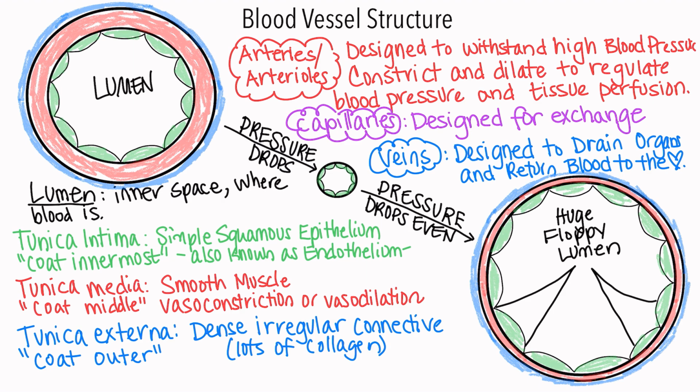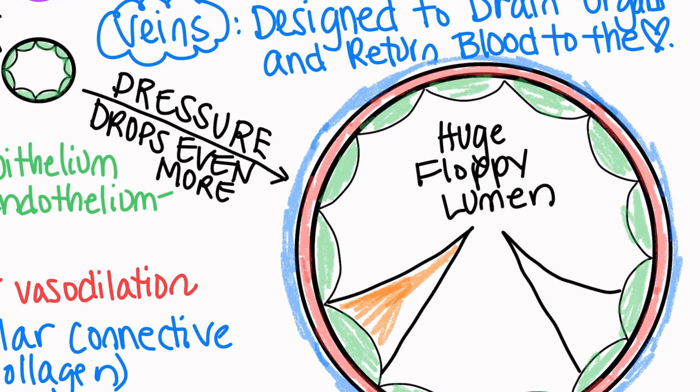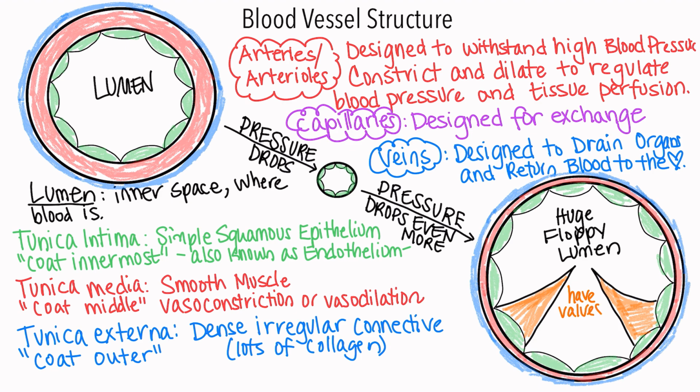Because of that, veins have to have an additional structure, valves. Let's color the valves in orange. So these valves are necessary to prevent backflow. The pressure is so low in veins that blood would just sit there and pool in your feet if it weren't for these valves. They have valves to prevent backflow. All right, that's good stuff.